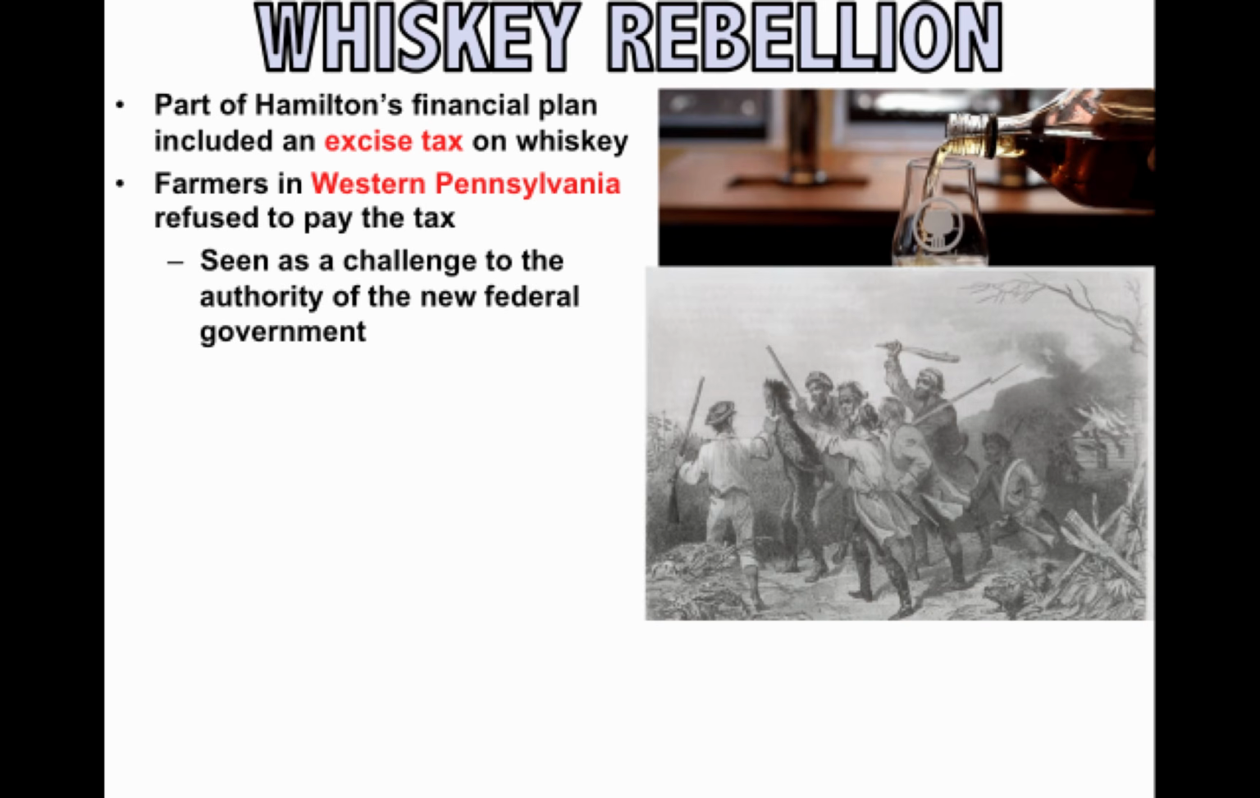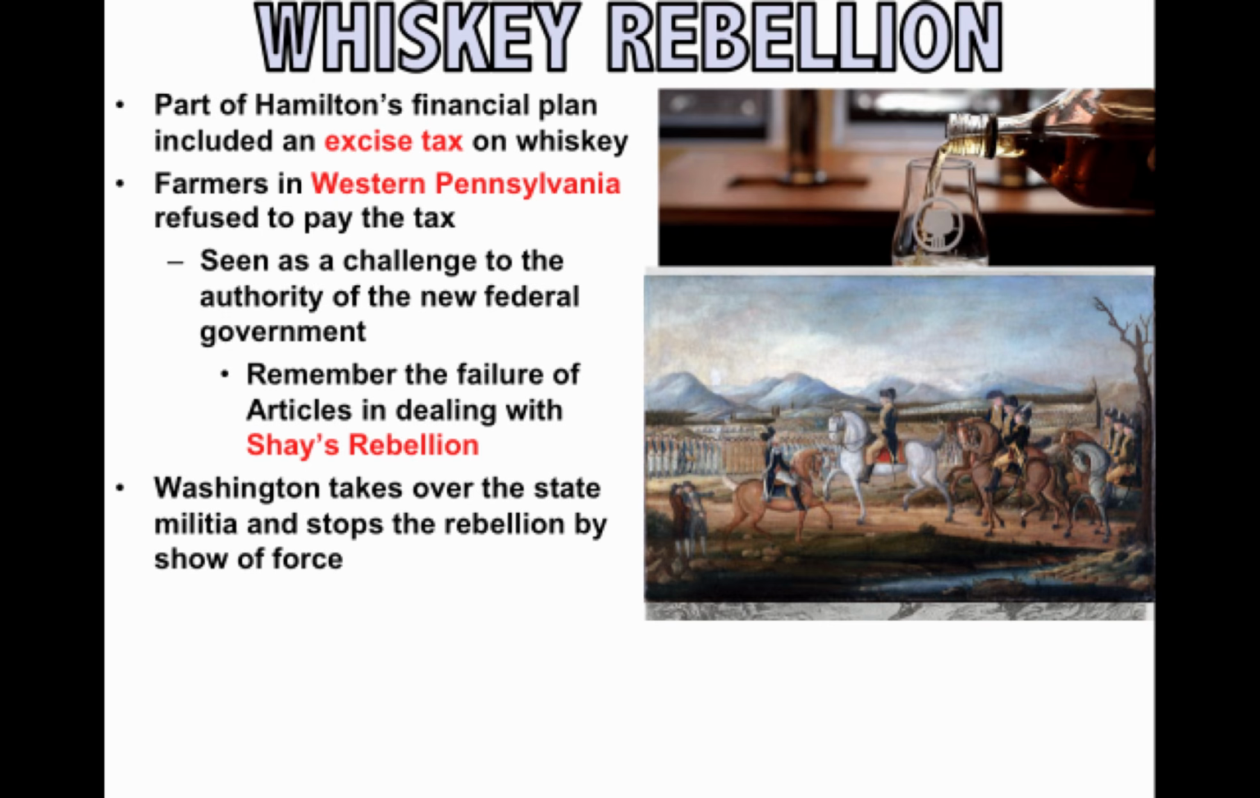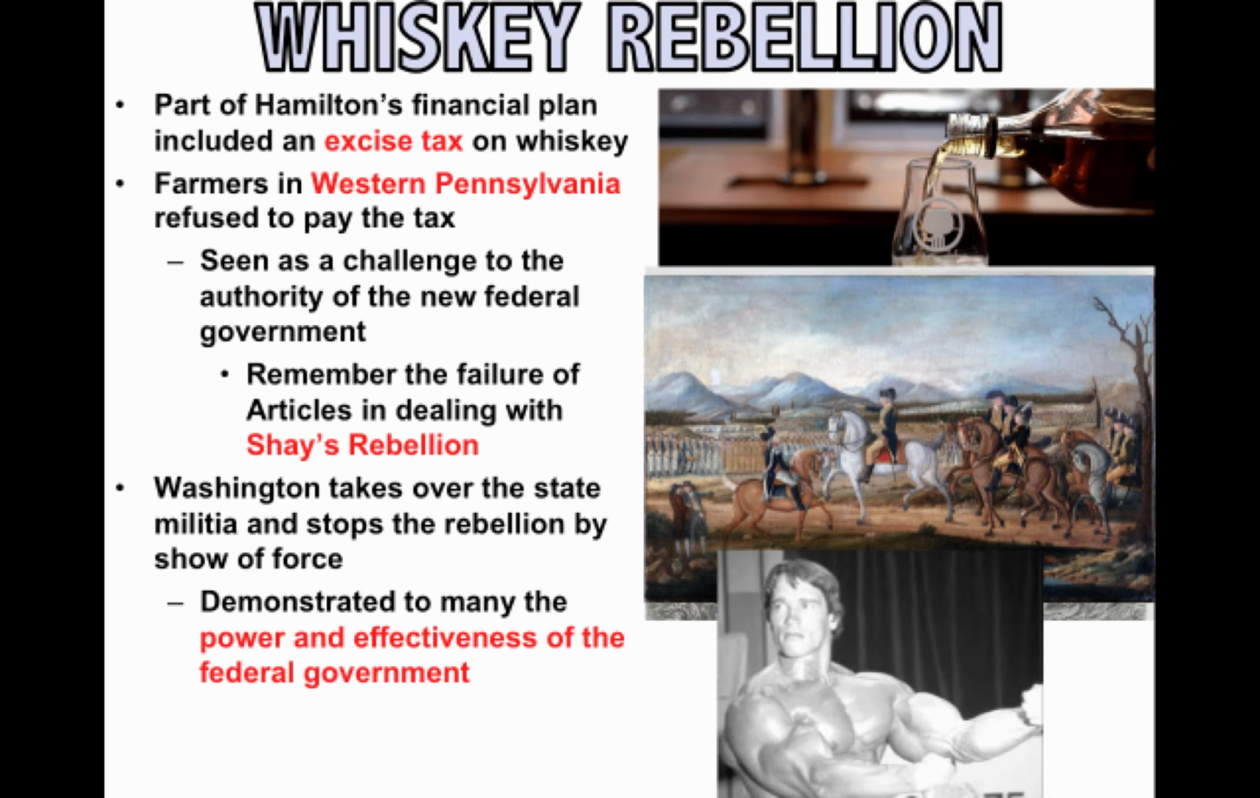This is seen as a challenge to the authority of the new federal government, and recall the failure of the first national government, the Articles of Confederation, in dealing with a similar rebellion known as Shays' Rebellion. So George Washington decides to take steps. He takes over the state militia, something like 15,000 troops, and he stops the rebellion by a show of force. There's no bloodshed at all, but he takes command, and really important, it demonstrated to many the power and effectiveness of the federal government. The national government proved that its authority was going to be respected and followed.